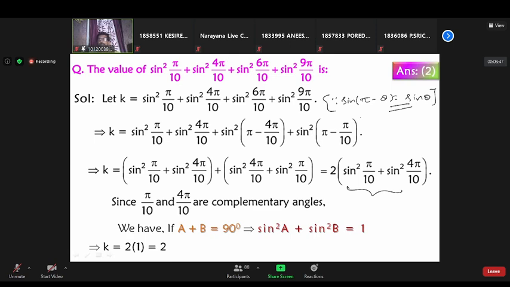So the problem is the application of co-function theorem. If A plus B is equal to 90 degrees, sin square A plus sin square B is equal to 1.